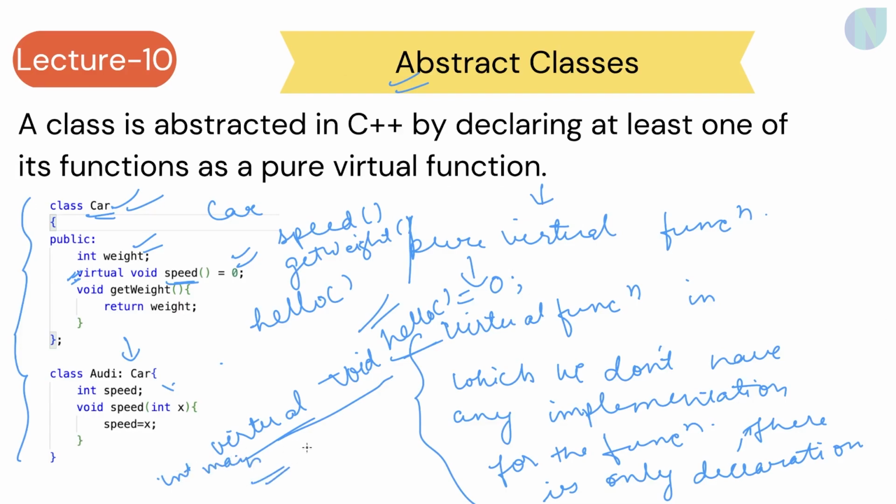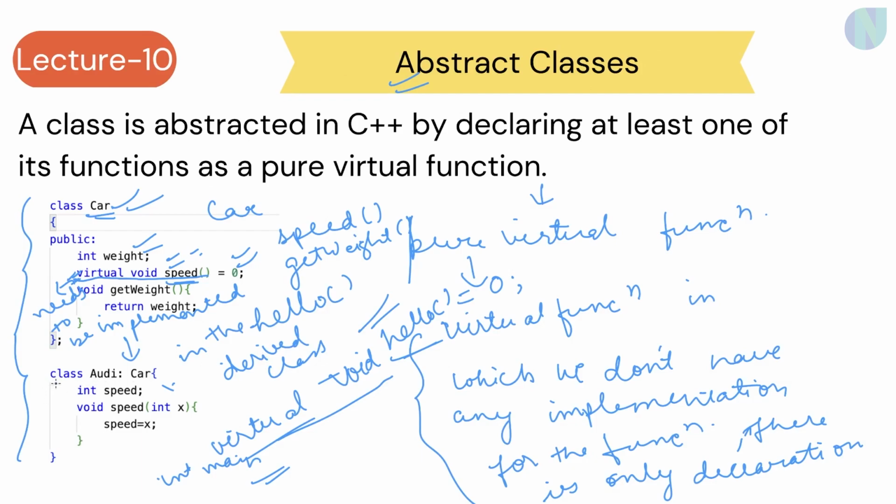The compiler will say that you haven't given any implementation, you have only declared it. If you're calling this method, what should I do, because I don't know what I would be doing, as you have written virtual void speed = 0. So what does this imply? If we declare any function as a pure virtual function, it needs to be implemented in the derived class.